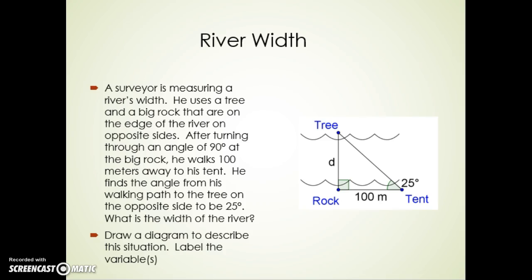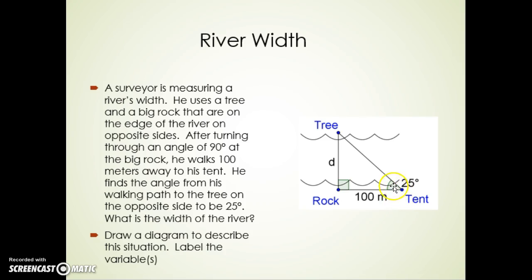So let's do another example. Here is an example of river width. A surveyor is measuring a river's width. He uses a tree and a big rock that are on the edge of the river on opposite sides. So there's a tree, there's a big rock, they're on opposite sides of the river. After turning through a 90-degree angle at the big rock, so we go here, he turns at a 90-degree angle at the big rock, he walks 100 meters away to his tent. So we know this distance is 100 meters.